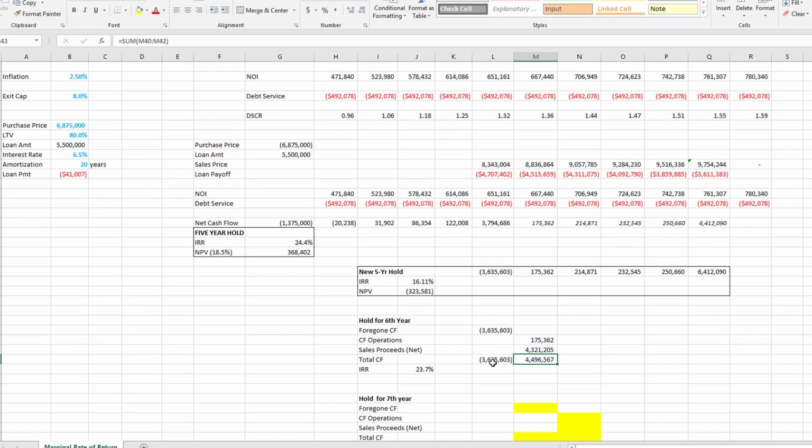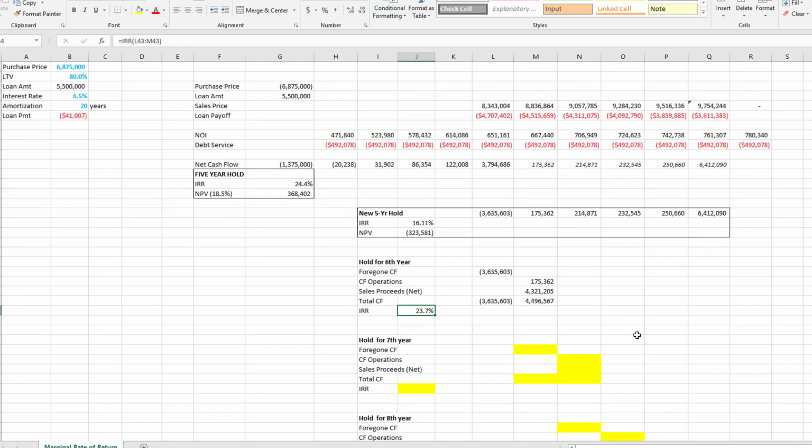This is what we are not collecting. This is the cash flow that we're foregoing. It's our opportunity cost, in other words. We can look at the IRR of this calculation, and lo and behold, that's a 23.7. That beats our 18.5% return. So in this sense, we would say, you know what? The second 5 years isn't good, but the 6th year, all by itself, is good. It has a good return. It meets our threshold, beats our threshold. So we should hold it for a 6th year.